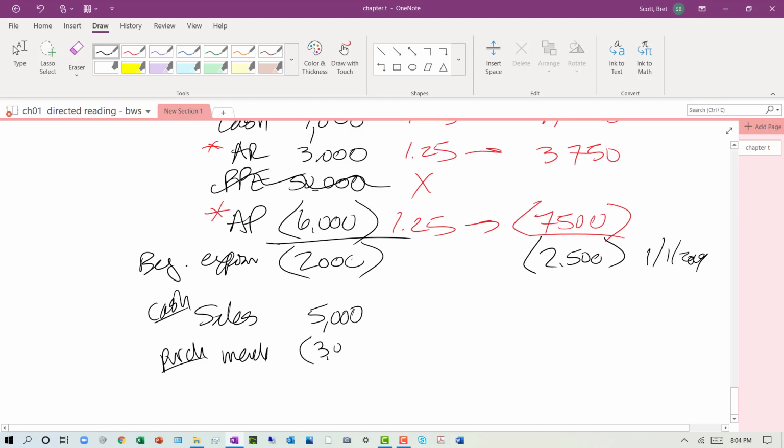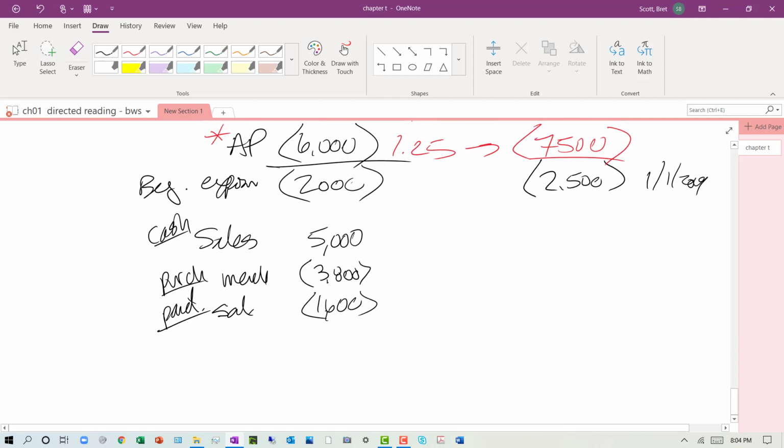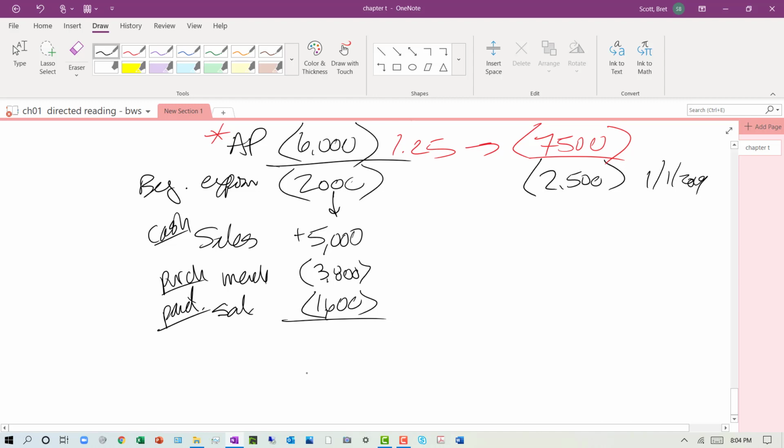cash went out, 3,800, and then I paid out some salaries, 1,600. Now, if I look at that beginning exposure, I can say my exposure, I got in 5,000. I spent out 3,800 and 1,600. Let's call those all in cash. Overall, my ending exposed position now is 2,400.